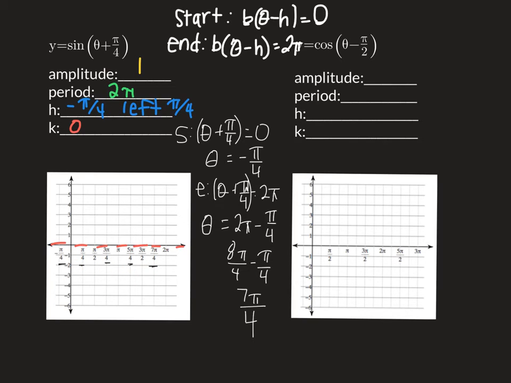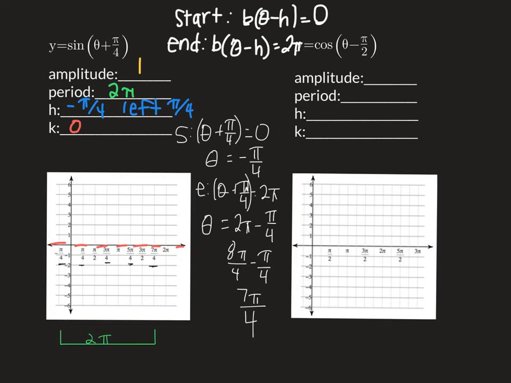Okay, so you might ask, how is it that the period is 2 pi? Well, if we look at the difference between negative pi over 4 and 7 pi over 4, there is a total distance. If we were walking the length of that, that would be 2 pi. It's just that it's been shifted to the left pi over 4. Okay, so what does that look like when we go to sketch our graph?